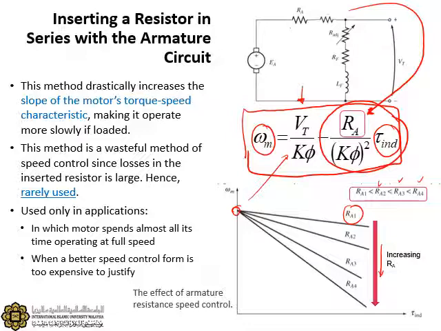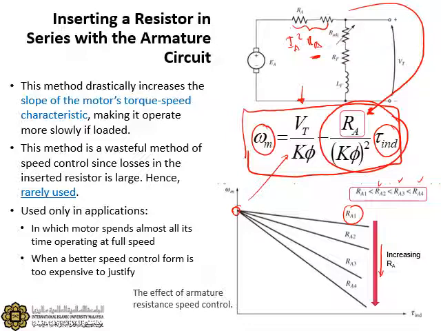the losses in the armature circuit are basically IA squared RA, RA being the total of the original RA and the newly inserted resistor. So this is actually the RA. And this IA depends on the load. As the load is higher, your IA will be higher as well, in general.